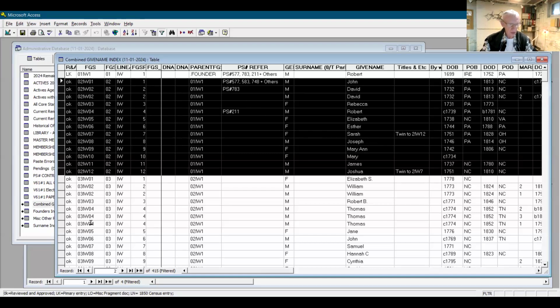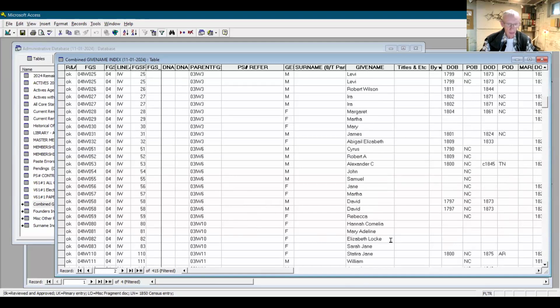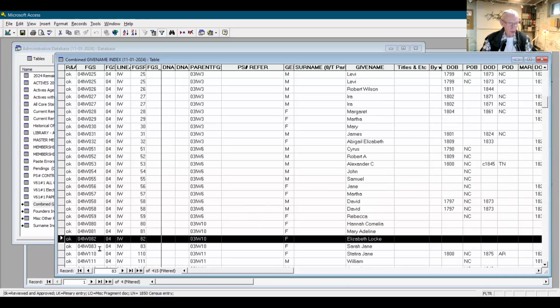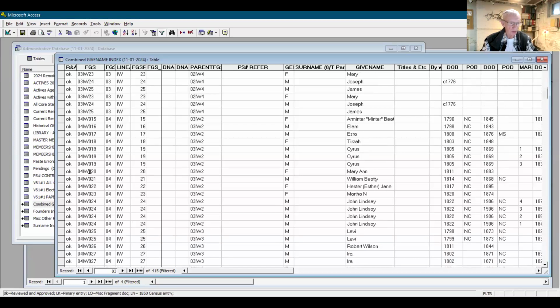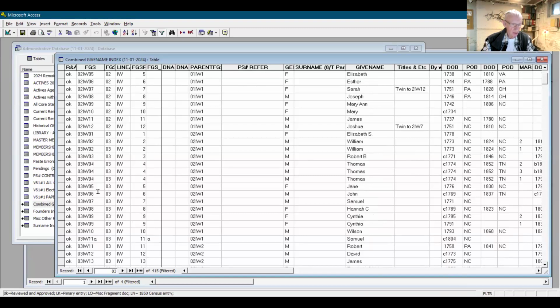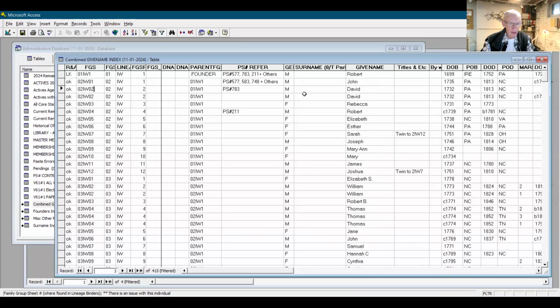So on each generation, we have the parent ones and their children. How is that useful? If we find somebody, say we come up with this Elizabeth Locke right here, her number is 404 IW082. Her father is 03 IW10. So I can go up here to 0310, and that's Wilson. And Wilson's parent is 02 IW2. That's David. So we can trace the line back to the founder by finding that person, going to their parent, and then looking up that person.